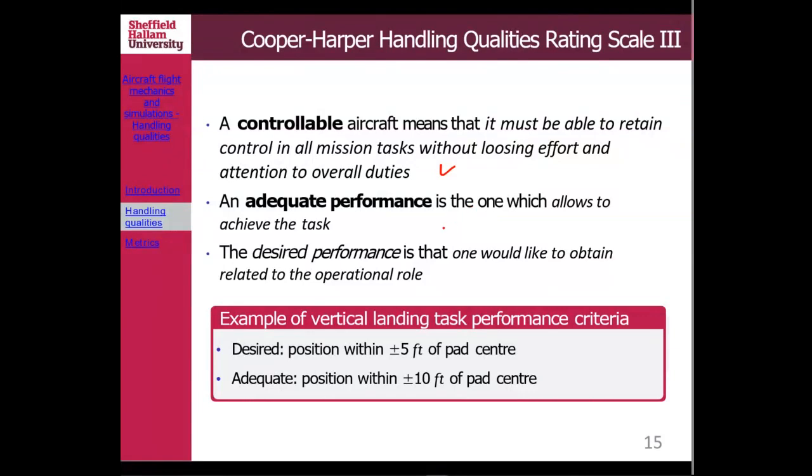And of course, when it says adequate performance, for example, it allows you to achieve the task. That's why I think Johnny chose a task that is very simple, for example, bank angle hold 30 degrees. That is a very simple task.